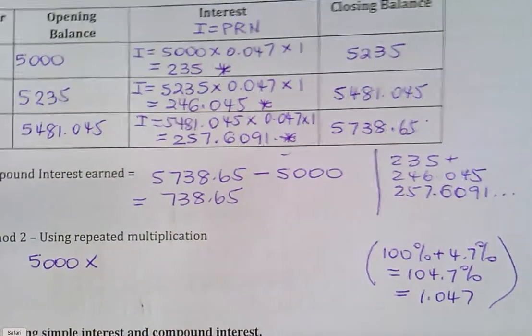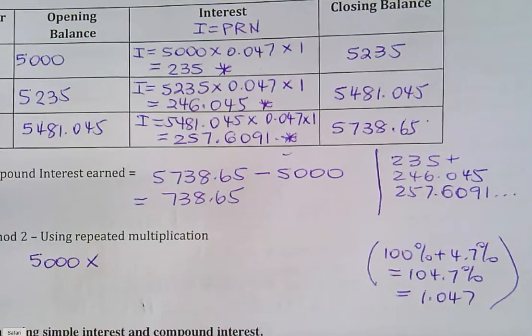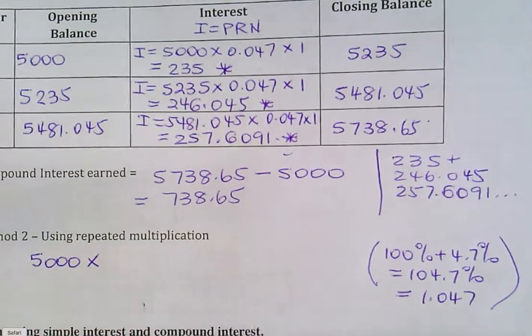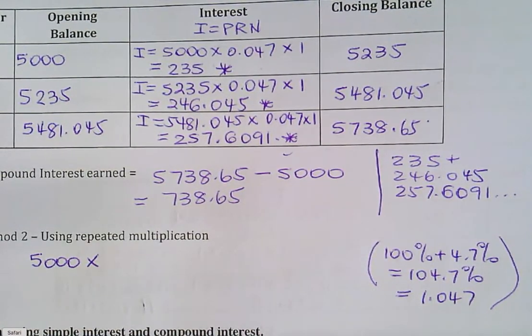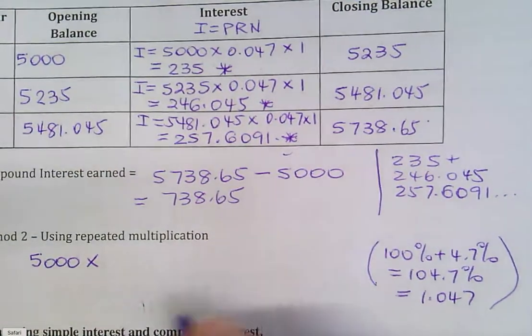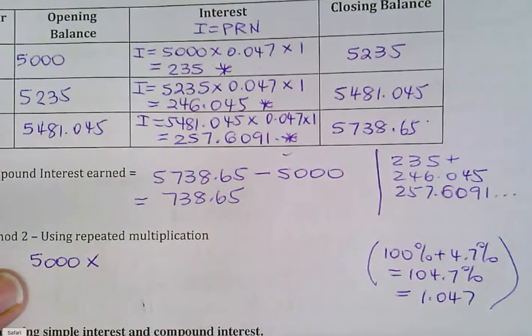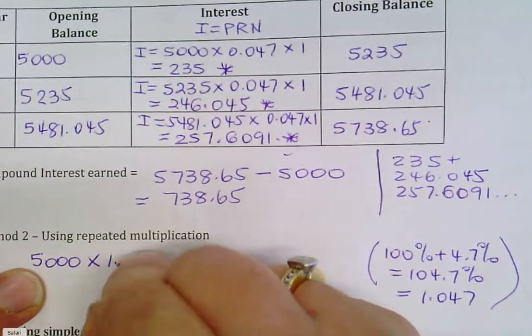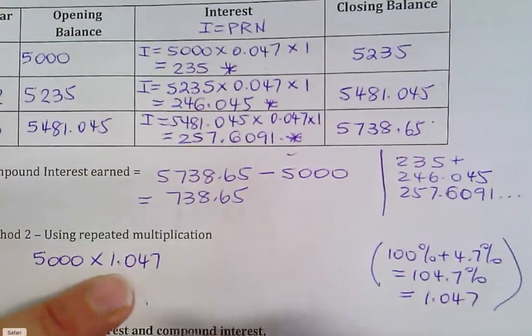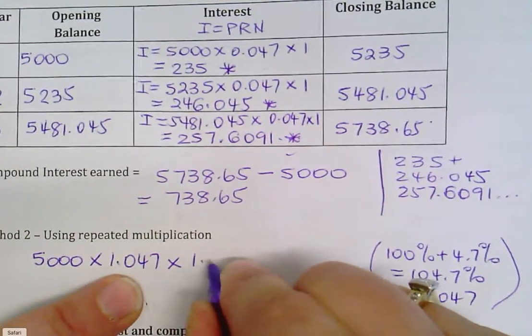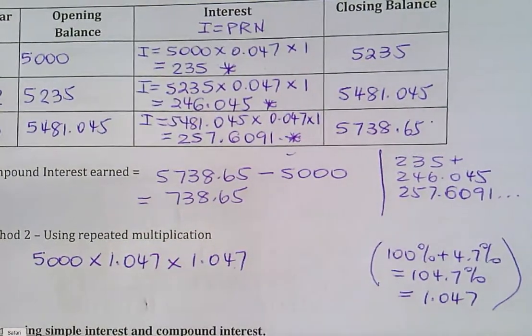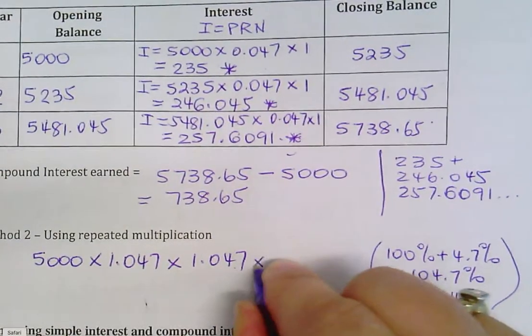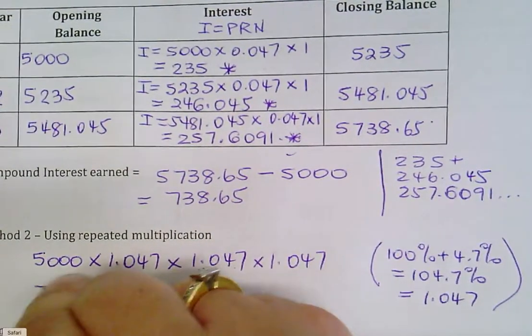So when you increase by a percentage, I don't want you multiplying by 4.7% and adding it on to the original amount. It takes too long. If you're increasing something by 4.7%, you start with 100%, you increase by 4.7%, you'll now have 104.7%. So instead of using this table, we can just say I start with 5,000, I'm increasing by 4.7%, so times 1.047. That's the first year. I do it again for the second year, times 1.047 times 1.047.